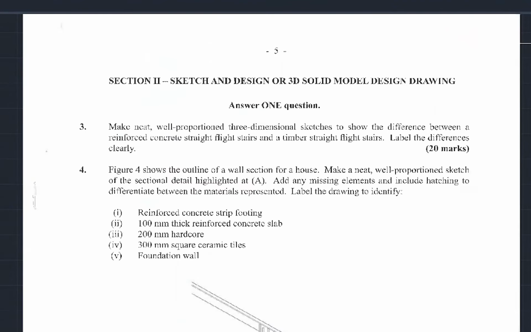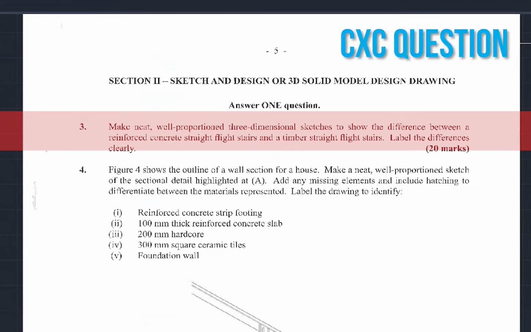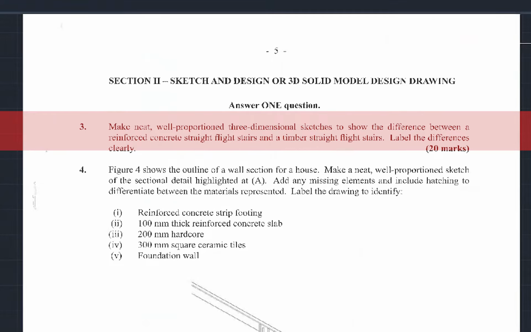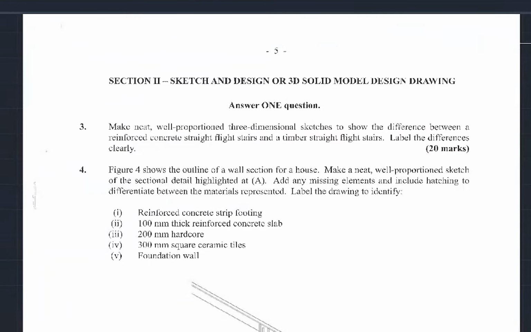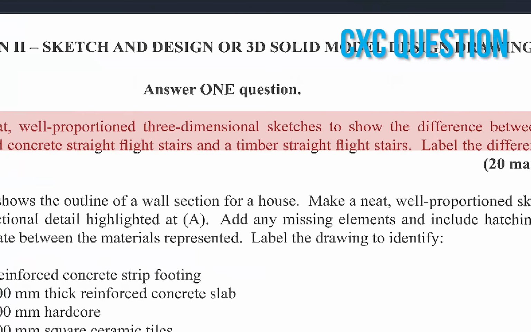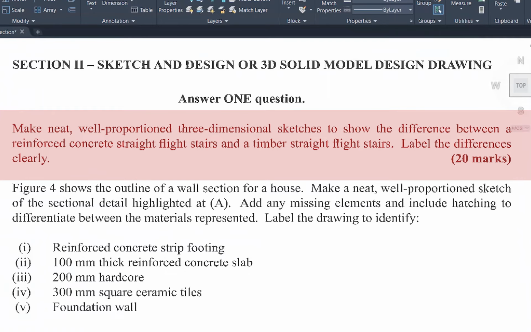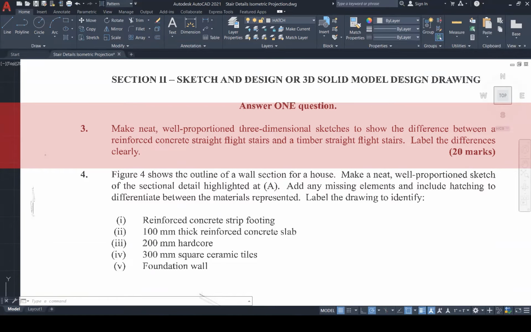Section 2 is the sketching design or 3D modeling design drawing. So the question asks us to make neat, well-proportioned three-dimensional sketches to show the difference between a reinforced concrete stairs and a timber straight flight stairs. Label the differences clearly. All right, now I can see this a lot better: two stairs in a three-dimensional form.